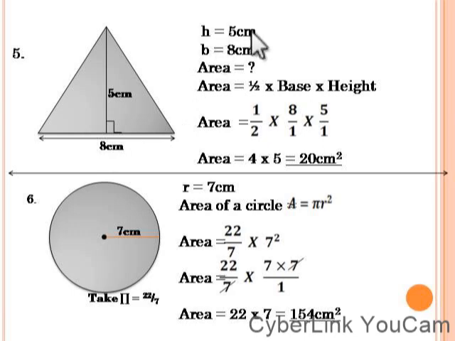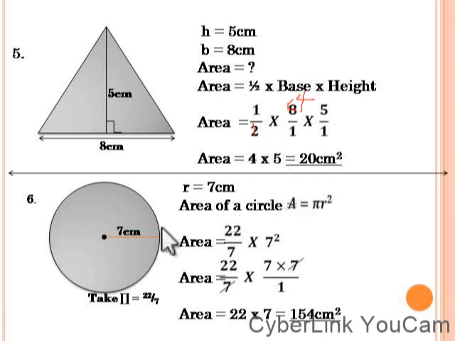As you can see, the height is 5 centimeters, the base is 8 centimeters. The area is what we are looking for, half base times height. Then we now have it as area equal to half times base, that's 8 over 1, times height, which is what? 5 over 1. Here we can cancel. 2 dividing itself will give us 1. 2 divide 8 will give us 4. And we now have 4 and 5 left. So 4 times 5 will give us what? 20 centimeter squared as our answer.